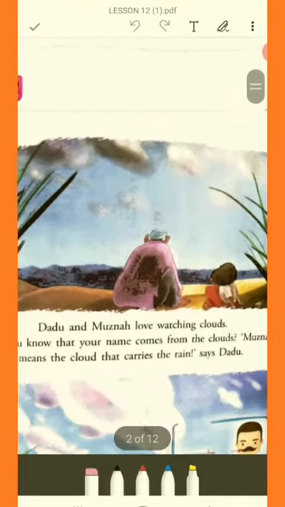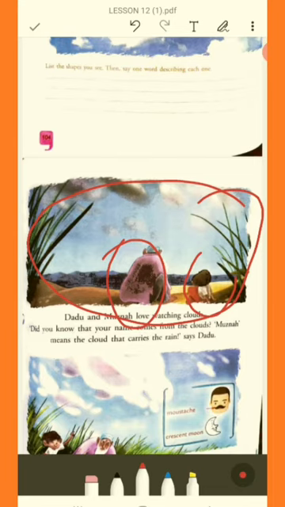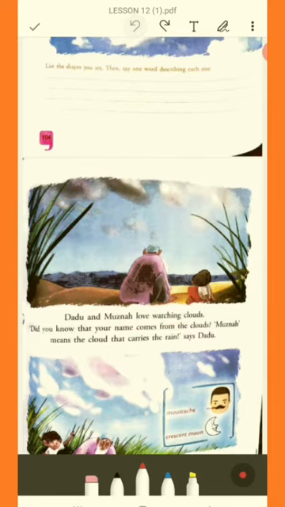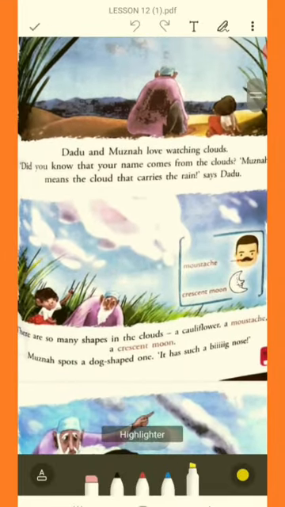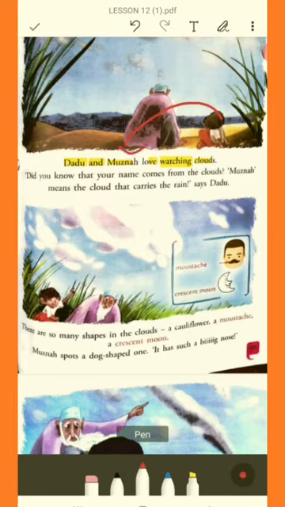Okay. So observe this picture carefully. What do you see? An old man is sitting with a young boy of your age, and they are observing something, isn't it? They are observing clouds, right? So let's read. Open your book for convenience if you have problem with the visibility of the video. Okay, so here we go. Dadu and Muzna love watching clouds. So Muzna must be this young boy. Clear? Dadu and Muzna, what do they do? They love watching clouds. Did you know that your name comes from the clouds, Muzna?